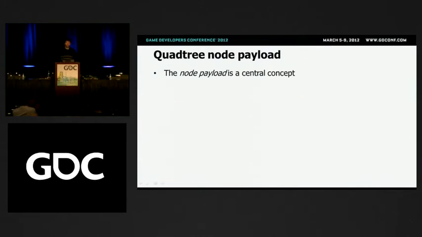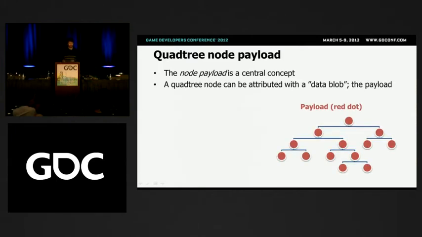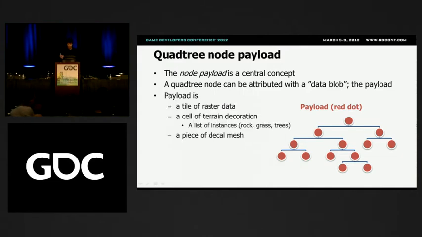The most central concept here is the node payload. The node payload is nothing strange. If you have a node in the quad tree, you can attribute it with a payload. It's basically a data blob. And the data can be a tile of raster data. It can be an instance array for mesh scattering, or a chopped up piece of terrain decal mesh.